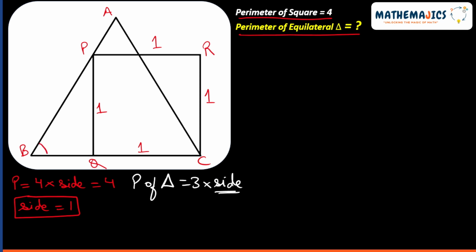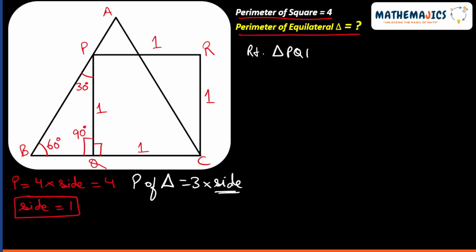It is given that it is an equilateral triangle. That means this angle will be 60 degrees. This angle B will be 60 degrees. This is a square, so this is 90. If this is 90 degrees, this will also be 90 degrees. Now in this right triangle PQB, if this is 60 and this is 90, definitely this angle will turn out to be 30 degrees.